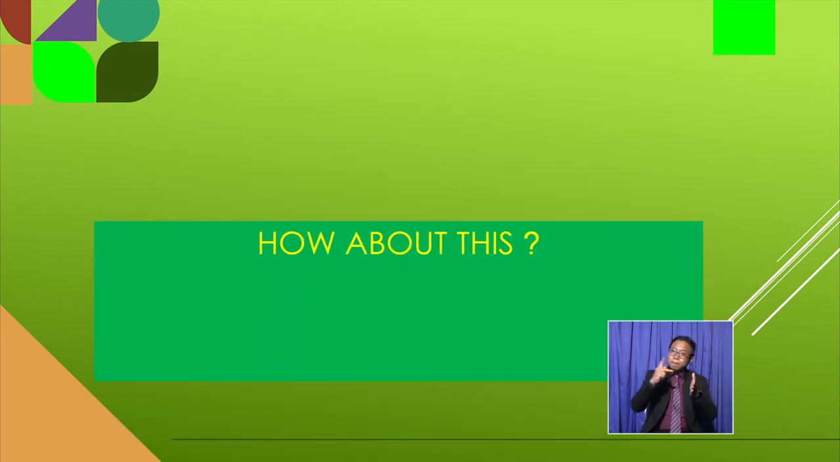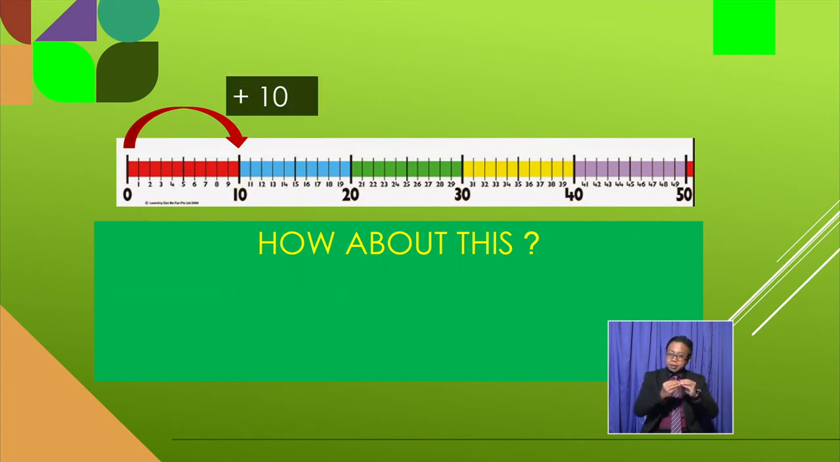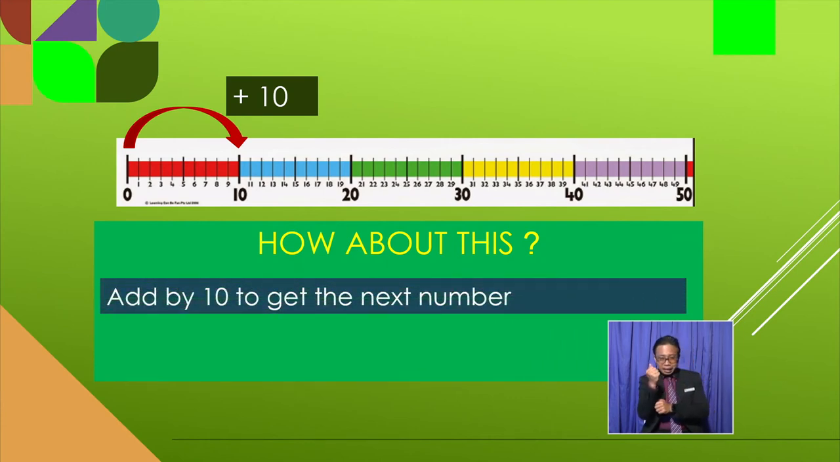How about this number pattern? Can you tell me the answer? Alright, let us discuss and do this activity together. You can see that the number pattern of counting on by tens. It is the same as the previous activity. You need to count on by tens to get the next number.